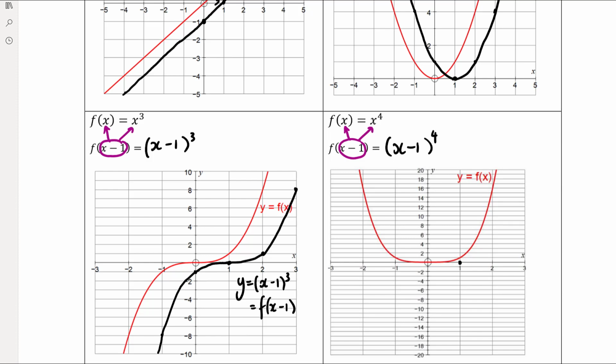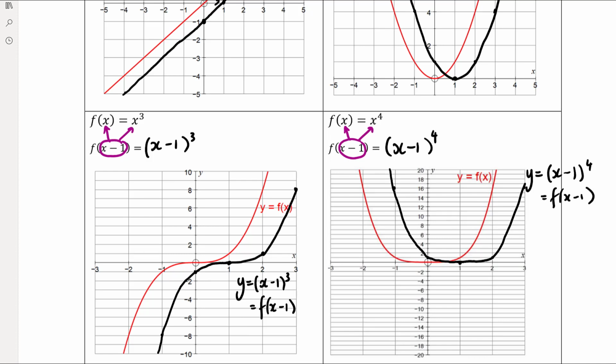Turning point comes across here. Every other point moves to the right by 1. Okay, and we get our quartic shape. Sorry, it's not the best shape. I find these quite hard to draw. Okay, so this is y equals x minus 1 to the power of 4, or f of x minus 1.